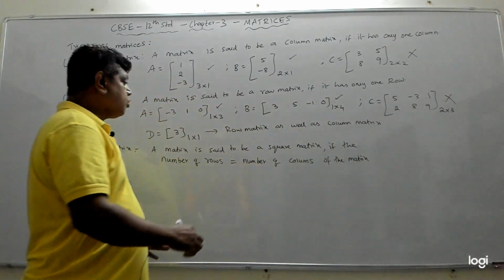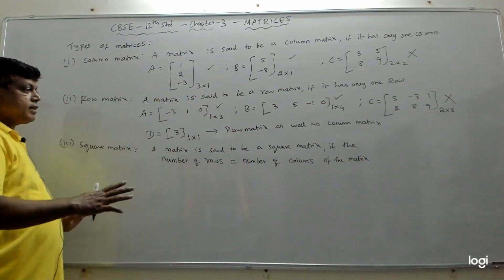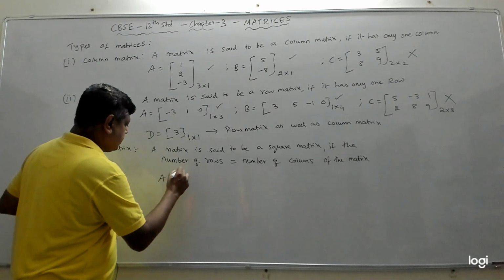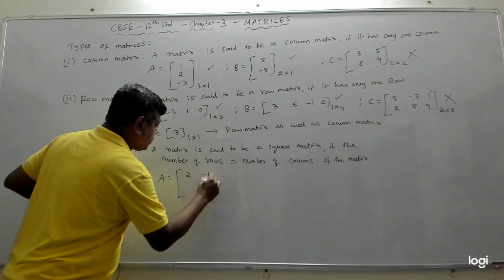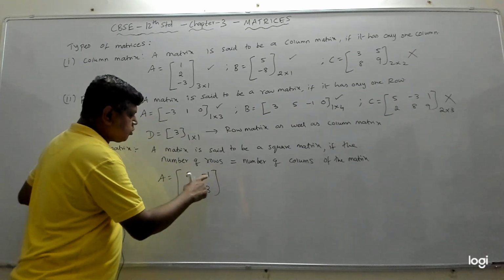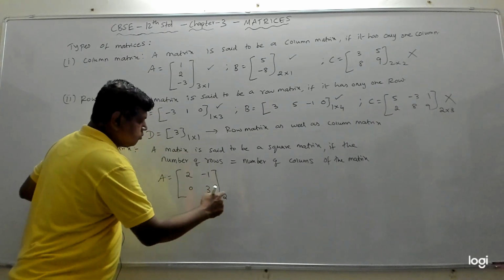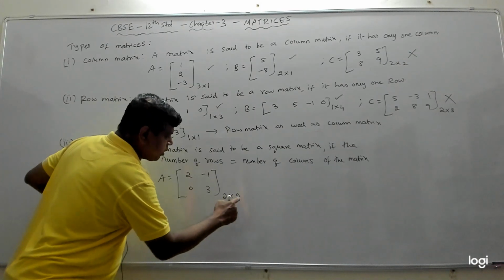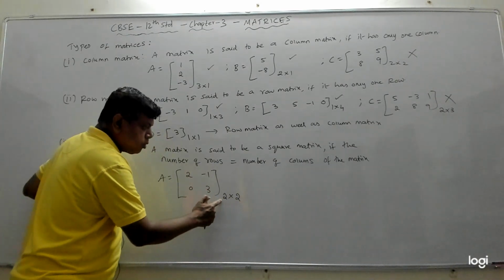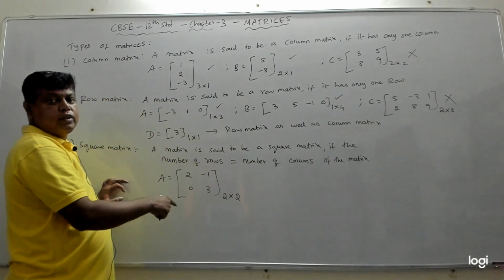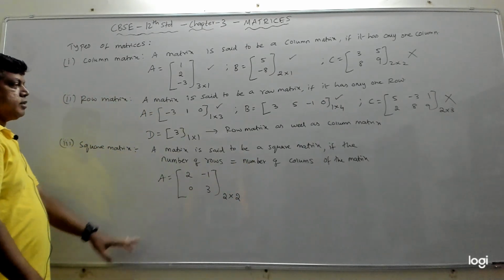Whenever we see the number of rows is equal to the number of columns, we call that matrix a square matrix. Right? So for example, let's take A. If I have 2, minus 1, 0, 3. What is the order of this matrix? Number of rows is 2, number of columns is also 2. When the number of rows is equal to the number of columns, it is a square matrix. This is an example of a square matrix.